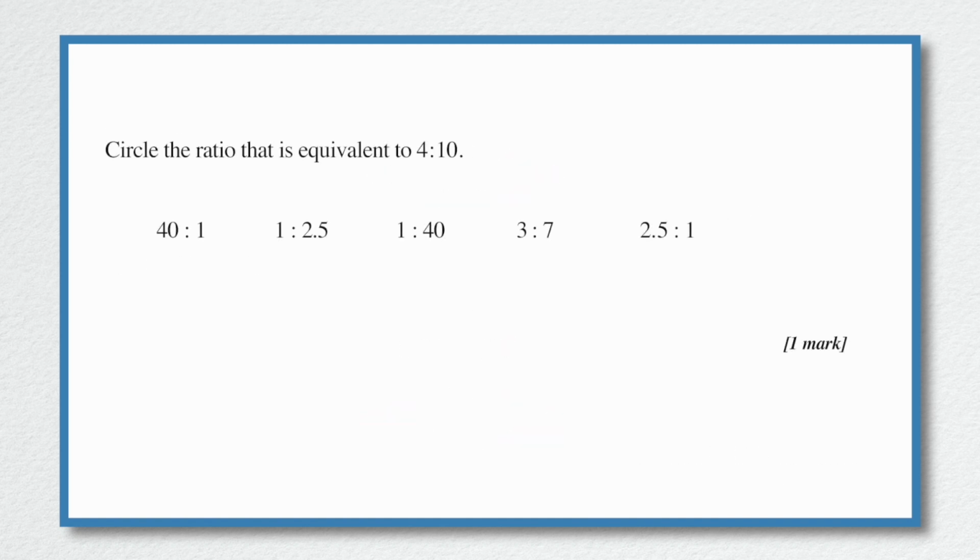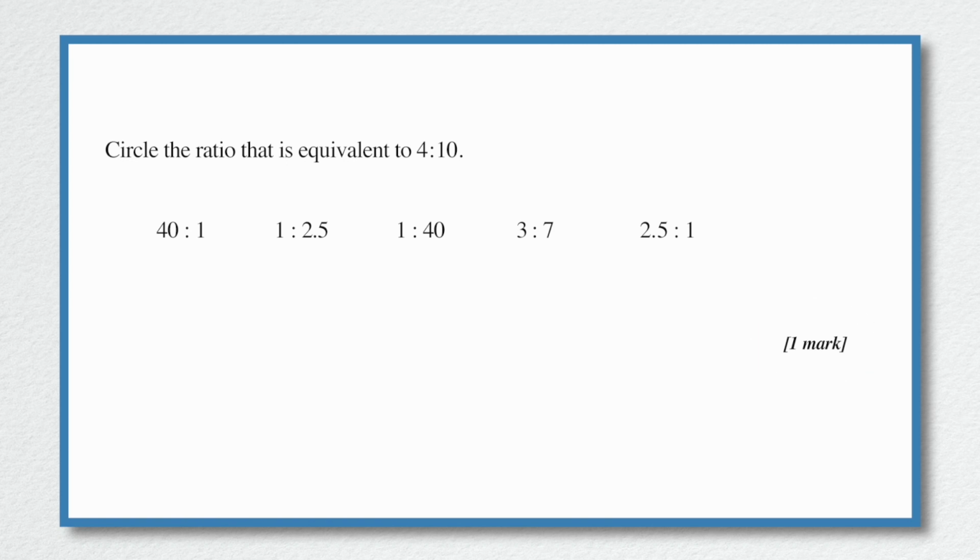Here's another simplification type question. Circle the ratio that is equivalent to 4 to 10. Pause the video and have a go. Again, to simplify this ratio, we have to divide the left-hand side and the right-hand side of the ratio by the same amount to find an equivalent ratio. Again, there is only 1 mark, so you would be expected to do this easily.